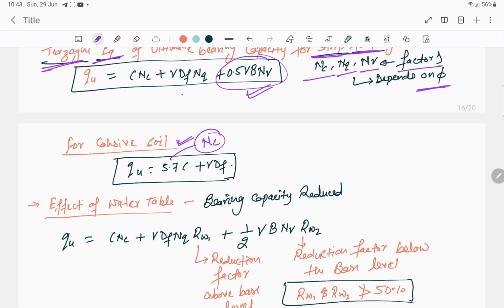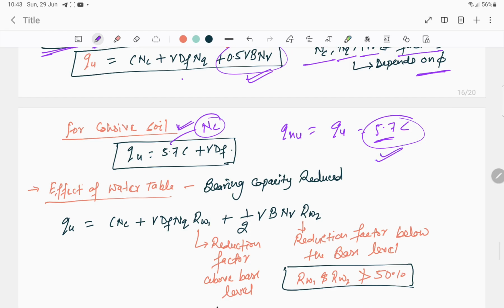And if you calculate the net safe bearing capacity, then net pressure qnu is equal to qu minus γDf. So γDf will cancel. So this is equal to qu, and qu is 5.7c, because the Nc value is 5.7. So for net pressure this is 5.7c. A numerical question for objective is directly asked on this. If c is given, you can calculate the net pressure in cohesive soil. According to Terzaghi, this value is 5.7.